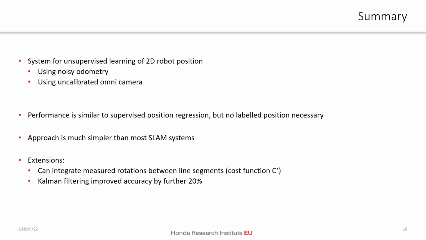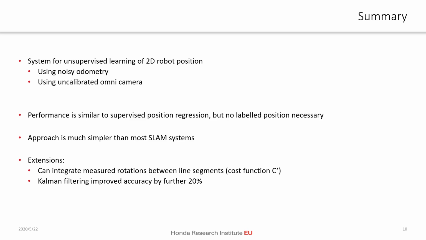We have shown a system for the unsupervised learning of 2D robot position from noisy odometry and using an uncalibrated omnidirectional camera. The performance is similar to supervised regression, but it does not need any labeled training data. Also, the approach is much simpler than most SLAM systems.